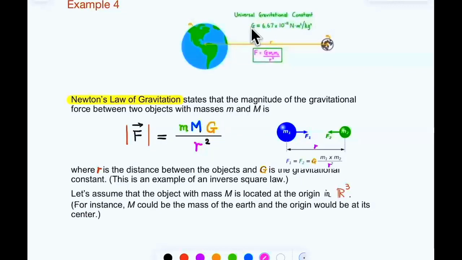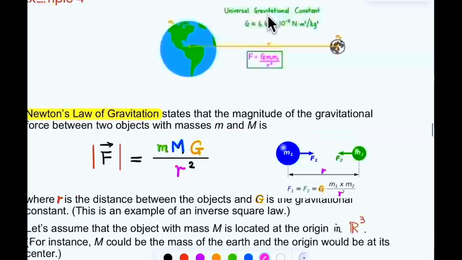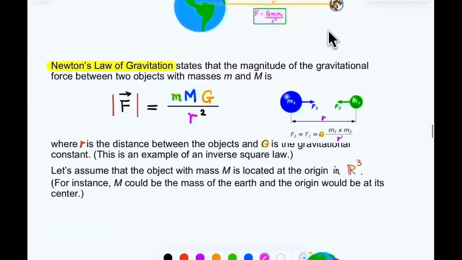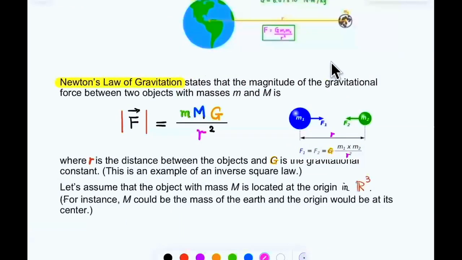And what is this G? G here is the universal gravitational constant, which is given by this number. And they have the same for calculating the magnitude of charge. It's the same equation, but G is a different constant, and the two masses are replaced by the two charges multiplied.